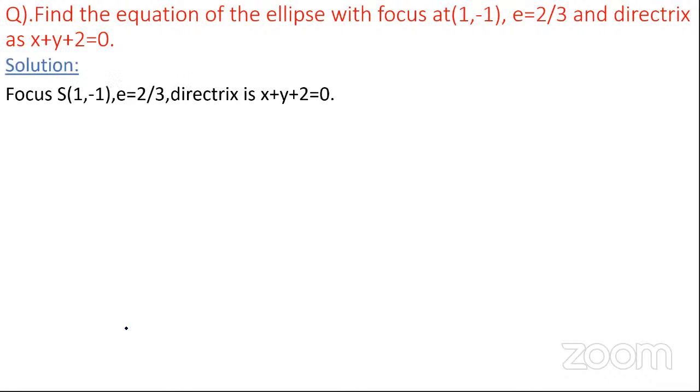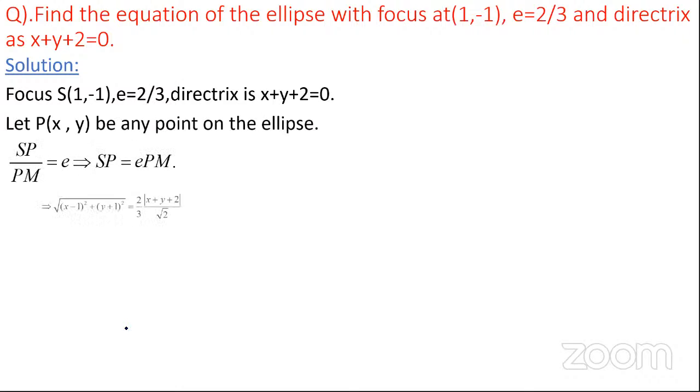Let P be any point on the ellipse. Then SP by PM equals e, from the conic definition. Then you have to substitute the values of SP, e, and PM. PM is nothing but the perpendicular distance from the point to the line. The point is (1, -1), and 2 by 3 is e.